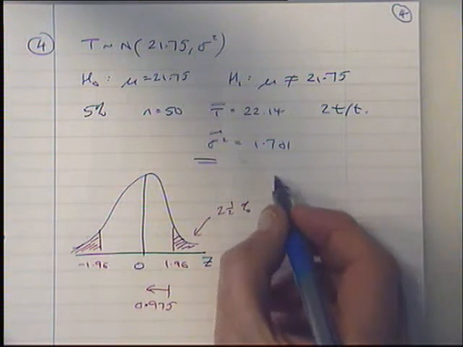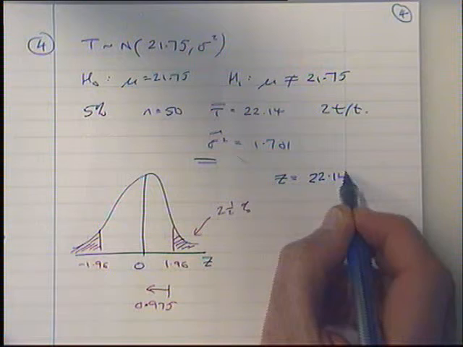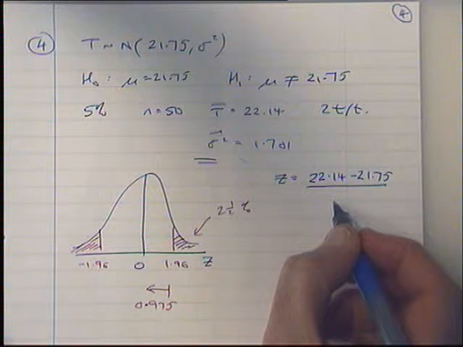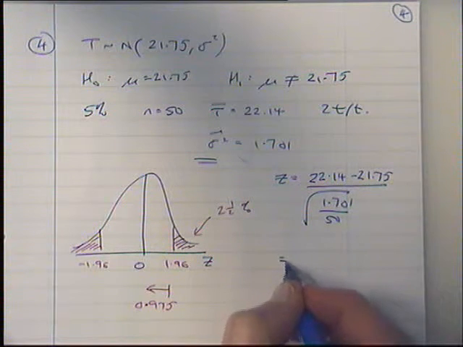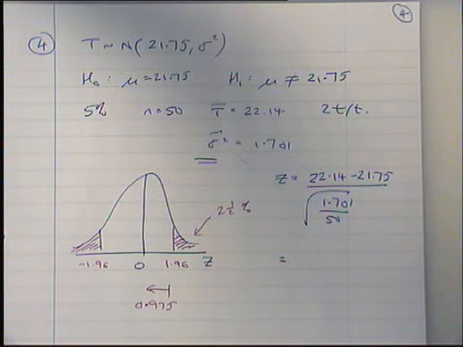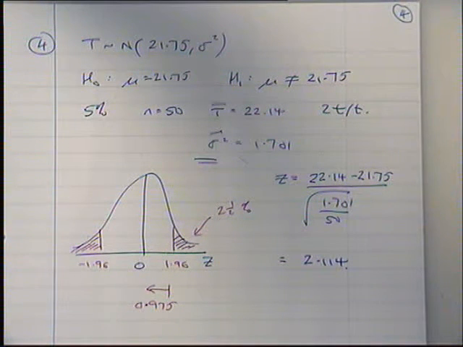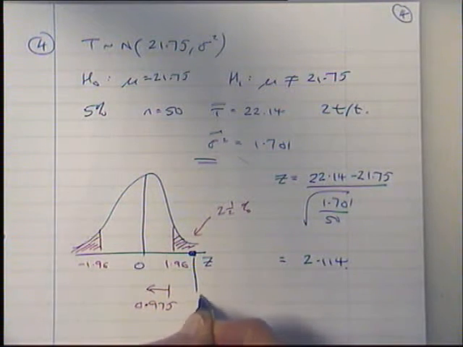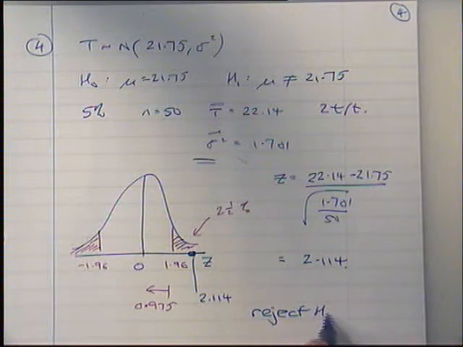So we need to work out our Z value: our sample mean minus our population mean, divided by the standard error of the mean. Shall I tell you what it is to save all the tapping going on? Yeah. 2.114. So who's going to tell me what conclusion I reach? Yeah, that's right, that's here. That's where my 2.114 is. It's in the critical region, so I will reject H0 and accept H1.